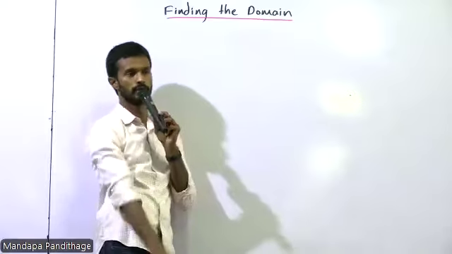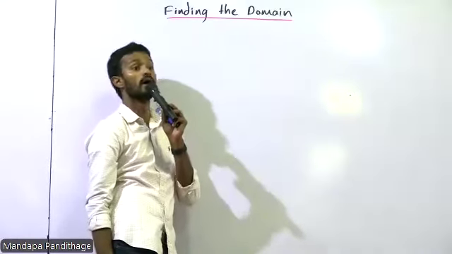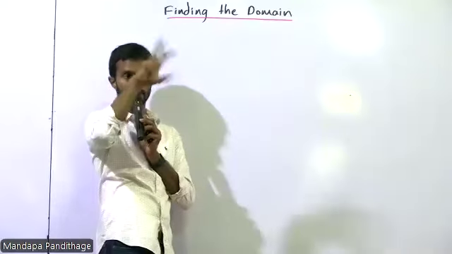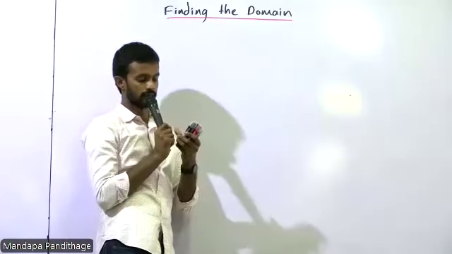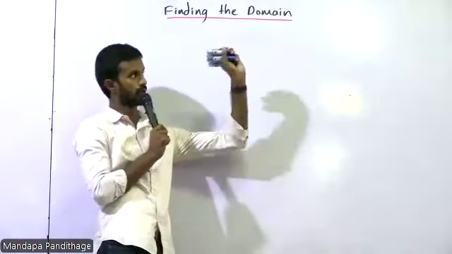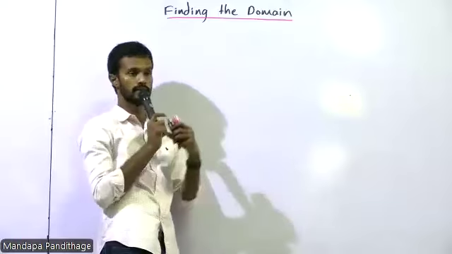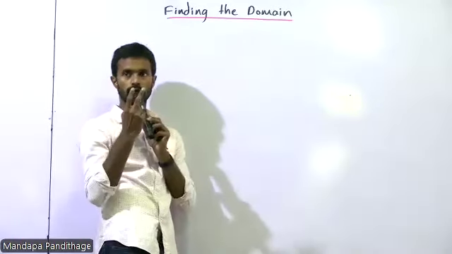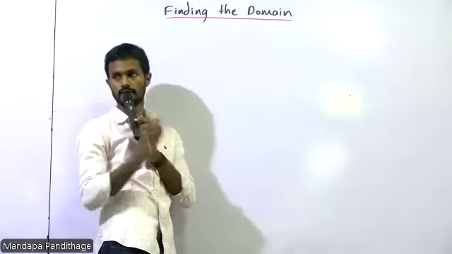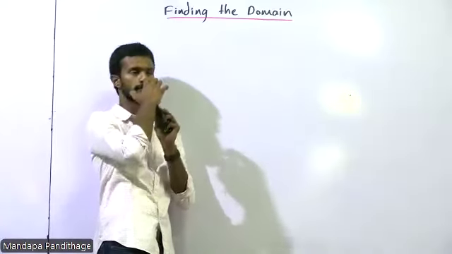One is to find the domain of the function, and the other one is to find the range of the function. We can't find the codomain, I'll explain after we complete this domain part. So there are two main things that will be tested. First one, find the domain of the function, and the other one is to find the range of the function.